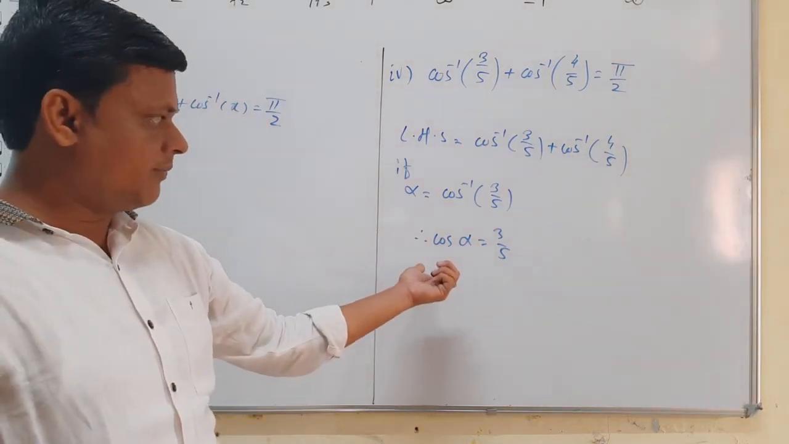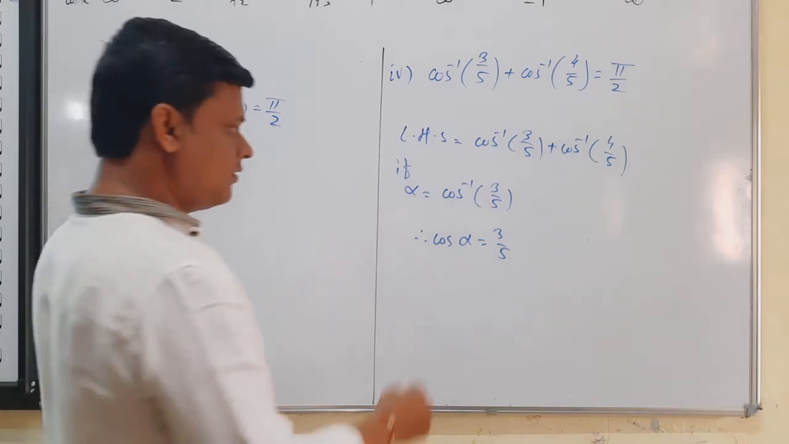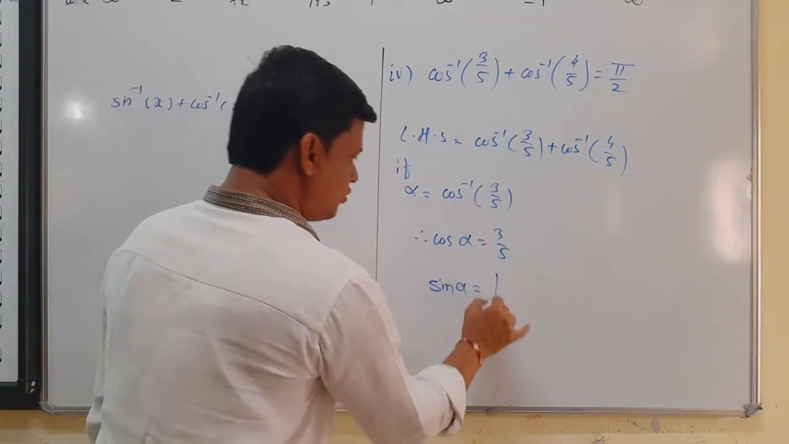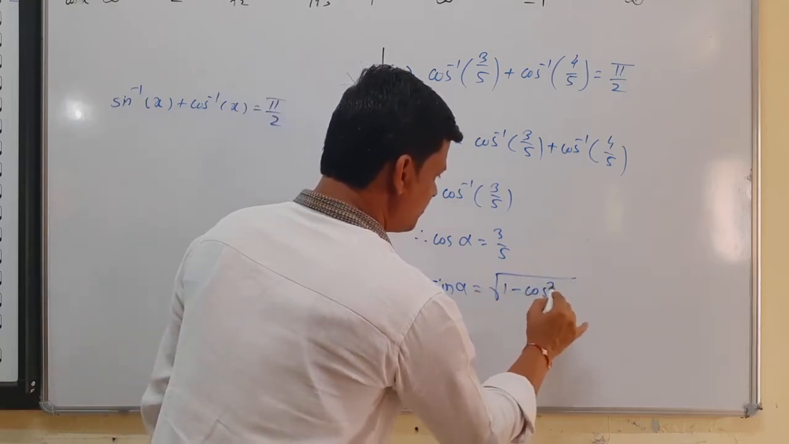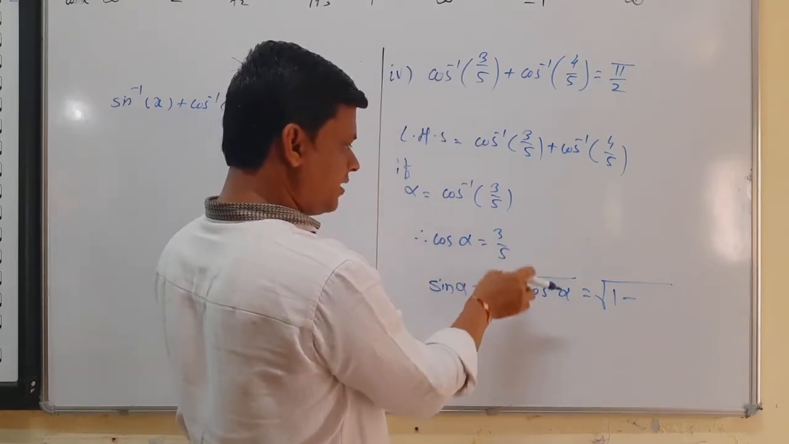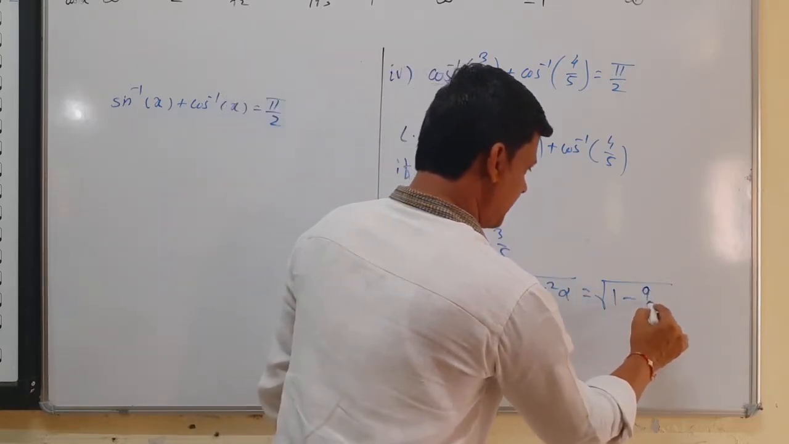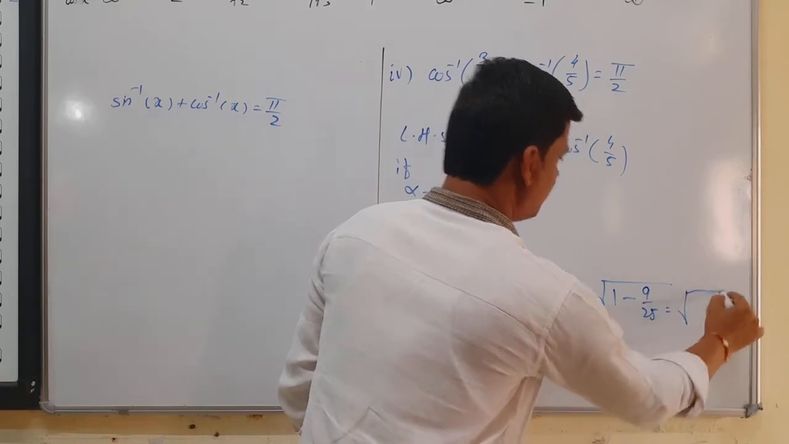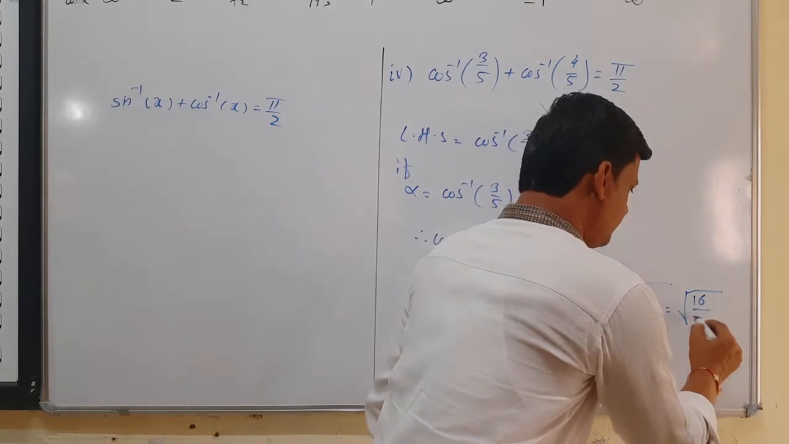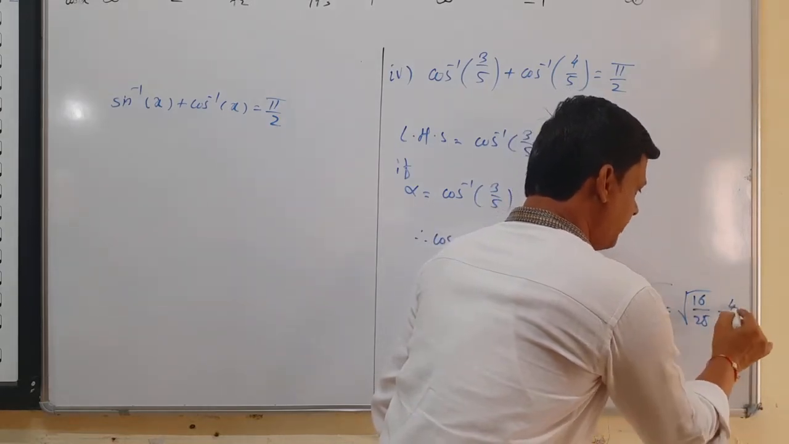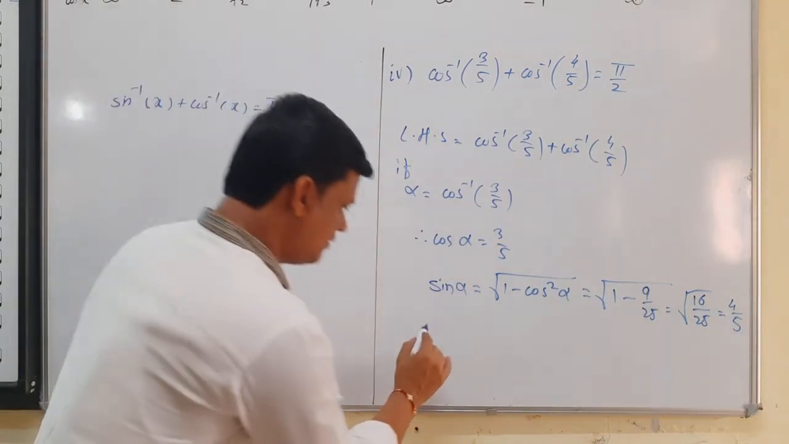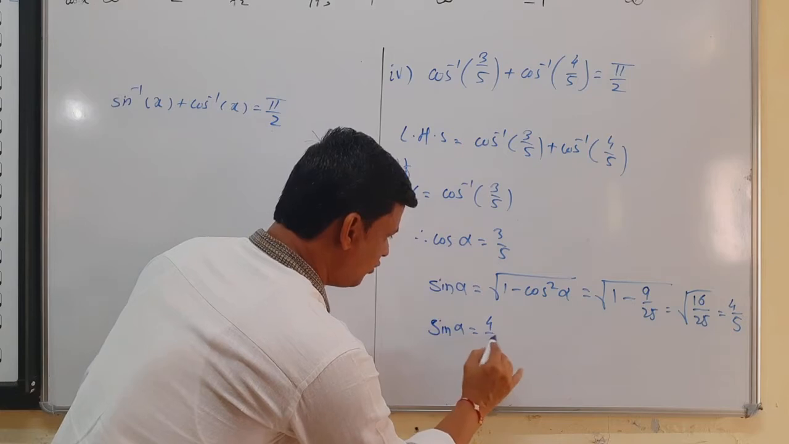Now from this cos alpha we can find the value of sin alpha. By using the identity, we write sin alpha is equal to under root 1 minus cos square alpha. Cos alpha is 3 by 5, so after squaring we get 9 by 25. After cross multiplying, 25 minus 9, that is 16 by 25. So the square root we get 4 by 5. This is the value of sin alpha. Sin alpha is equal to 4 by 5.